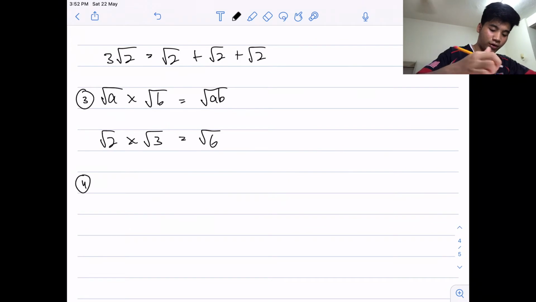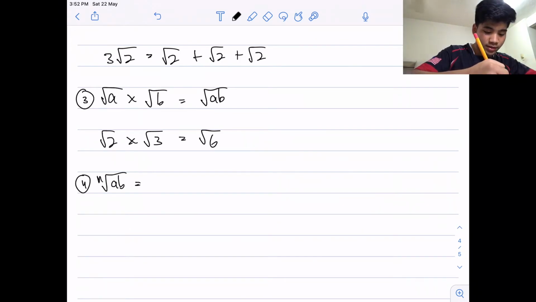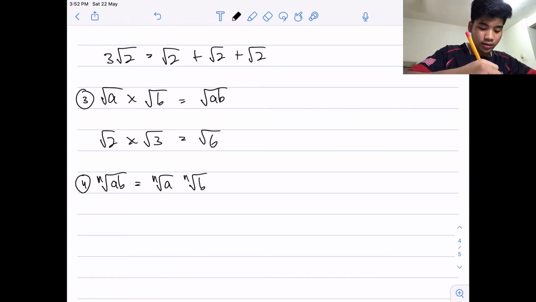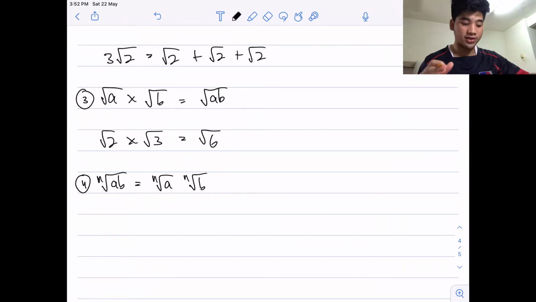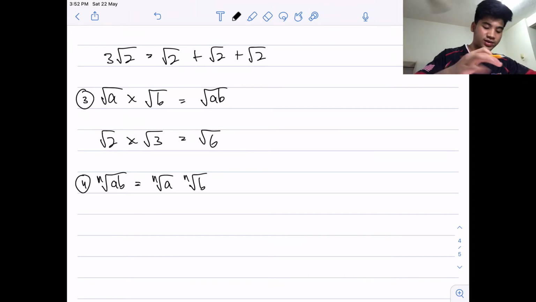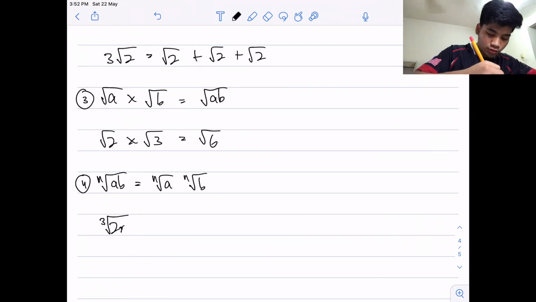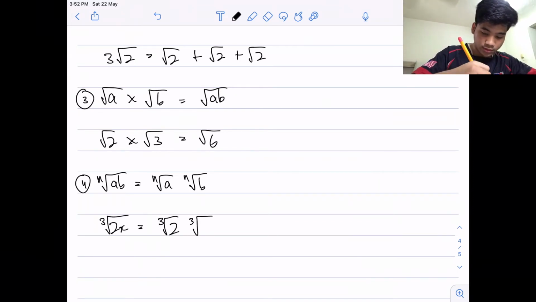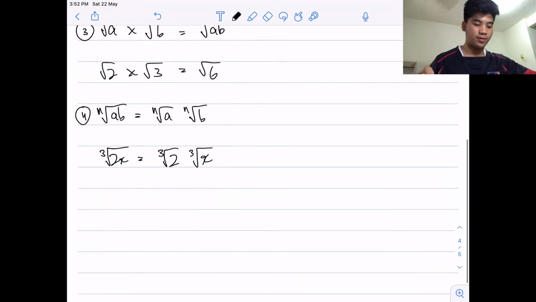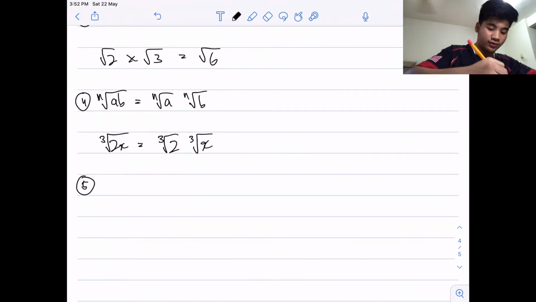Alright, the fourth law. You have n root ab. Basically this can be rewritten again as n root a and n root b. Now this isn't the coefficient, alright? This is if it was, let's say, cube root or square root. Let's write that again. So if you've been given cube root 2x, you could rewrite this as cube root 2 and also cube root x, alright? Alright, now let's move on to the fifth law.